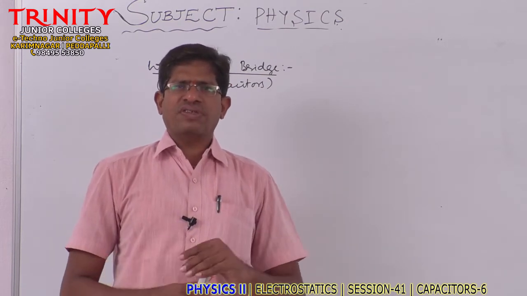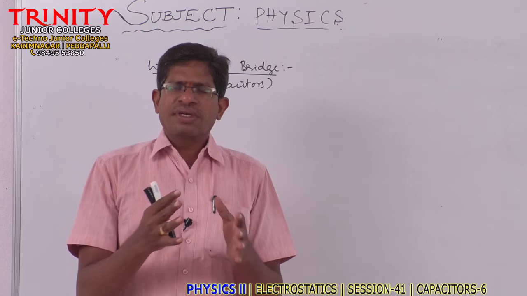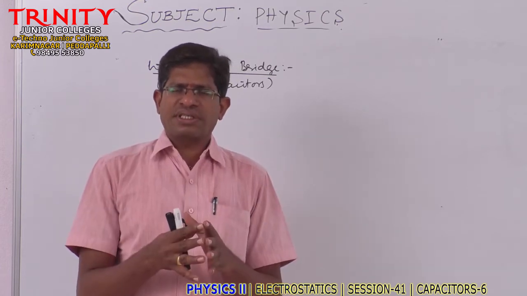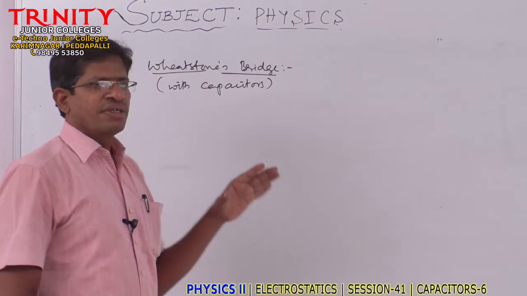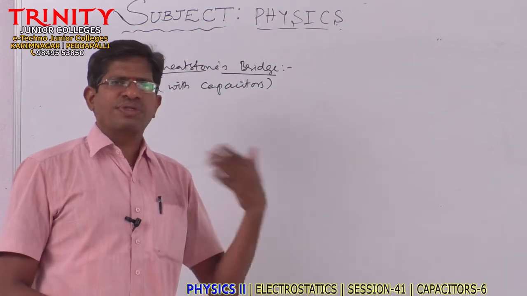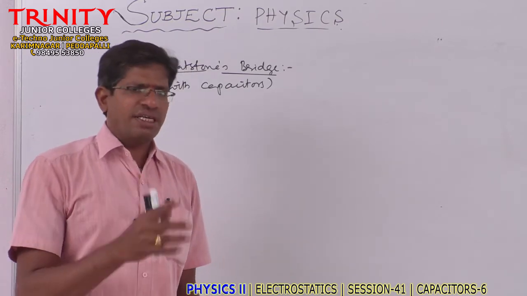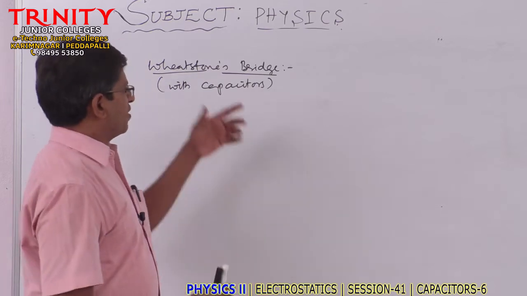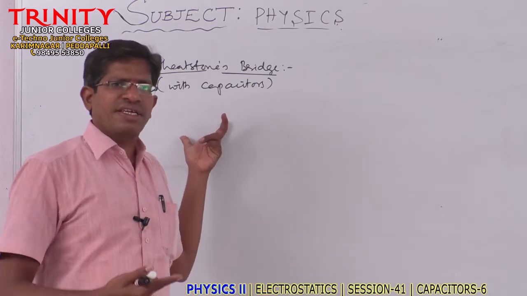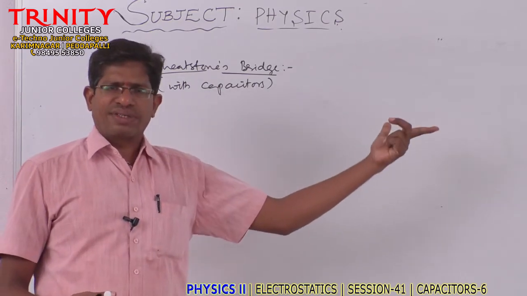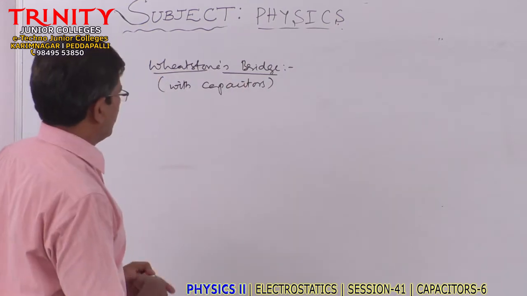And one of the capacitive circuits, that means a circuit consisting of several capacitors, is called Wheatstone's bridge. Why I am telling this is because this is useful in problem solving, okay? And anyway we must learn this one. A similar Wheatstone bridge with resistors we will get in current electricity also later on, right? But for the time being, let us discuss this Wheatstone bridge.